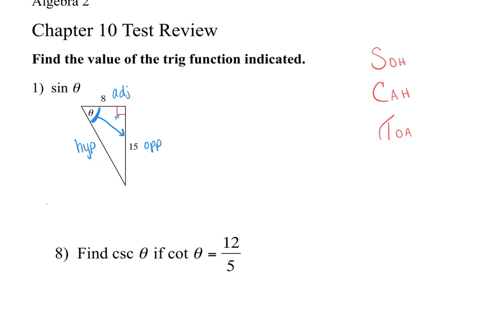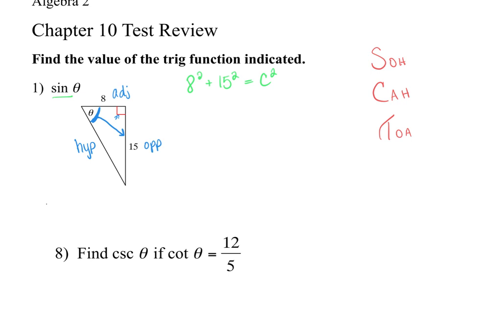So I have the three sides labeled. Now I just need to put the opposite side over the hypotenuse side because I'm talking about sine. In this case, I don't have my hypotenuse, so I do need to use my Pythagorean theorem. Remember, it's a squared plus b squared equals c squared. A and b will always be your opposite and adjacent sides. C will be your hypotenuse. So I'm going to say 8 squared plus 15 squared should equal my hypotenuse squared, because I need my hypotenuse in order to solve this one.